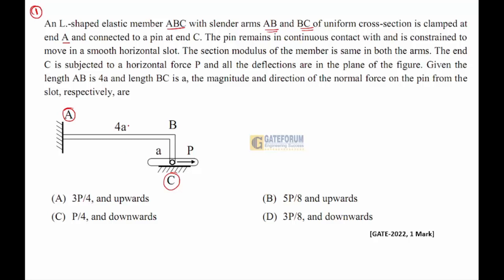Given the length AB is 4A and the length BC is A, the magnitude and the direction of the normal force on the pin from the slot respectively are: option A, 3P by 4 and upwards; option B, 3P by 8 and upwards; option C, P by 4 and downwards; option D, 3P by 8 and downwards. This is the question given to you.